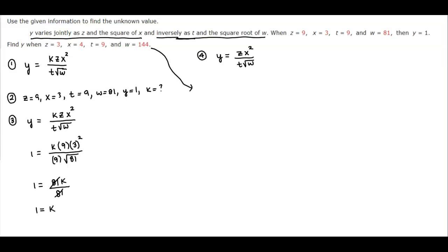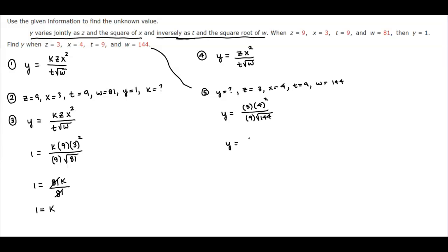And now what we want to do is solve for y when z is equal to 3, x is equal to 4, t is equal to 9, and w is equal to 144. So now we're going to plug it into our form. So we know that z is 3. We know that x is 4, and we want to square that. And we're going to divide that by 9, which is t, times the square root of 144.